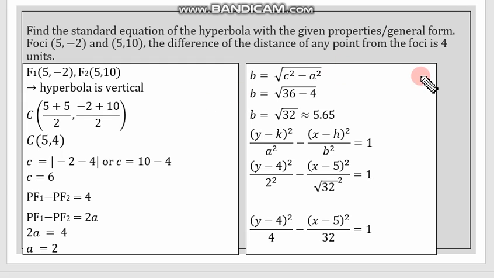Find the standard equation of the hyperbola with the given properties, or the general form. The properties here: the foci at (5, -2) and (5, 10), in which the difference of the distances of any point from the foci is 4 units. So if we're going to plot that, these are our foci.